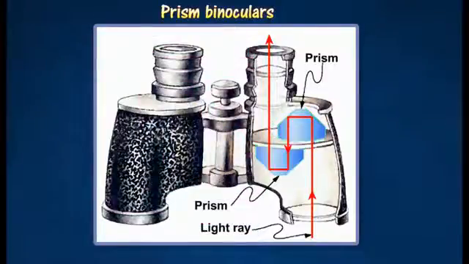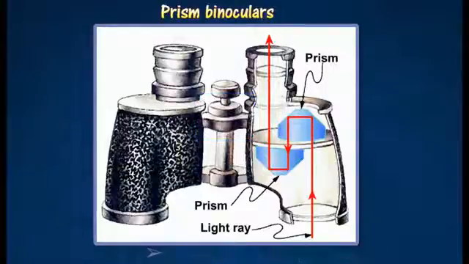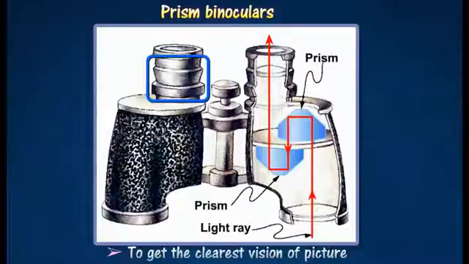Prism is used in binoculars to shorten the length between the eyepiece lens and objective lens. It also reflects light rays to produce upright images. The focusing wheel functions to get a clear picture. The adjustable eyepiece helps to get the clearest vision of the picture.